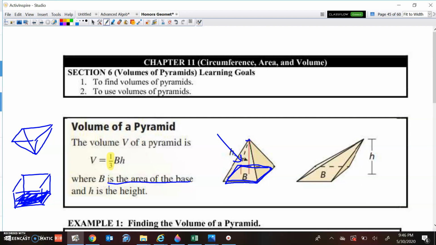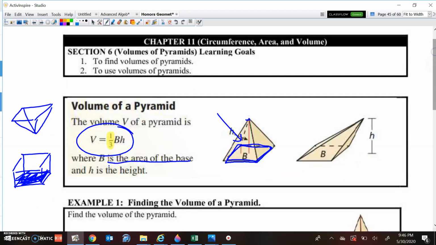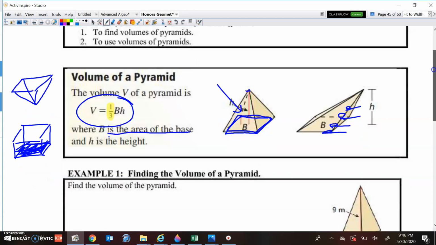But the good news is our formula is everything we've already known. We just throw 1/3 in front of it. And then just like before, it can be slanted, as we saw with Cavalieri's principle. So that's an option as well, as long as it still has the same cross-sectional areas going all the way up. Even if it's slanted, the formula still applies.